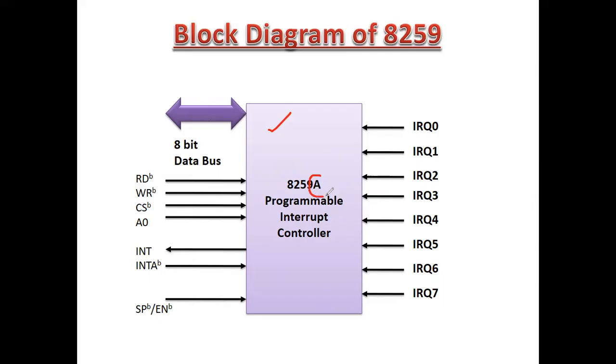Here A means this is compatible with both 8-bit as well as 16-bit. If you have the plain 8259 IC, then you can't use that IC with a 16-bit microprocessor like 8086. It can be compatible with only the 8085 microprocessor. This is the advanced version.